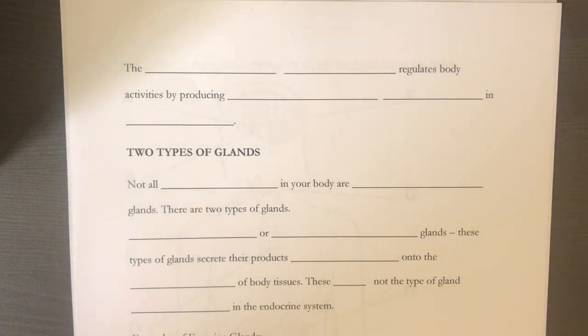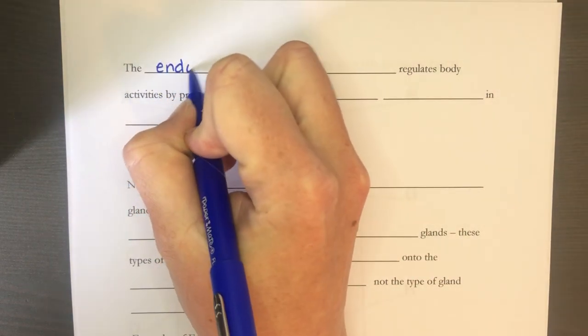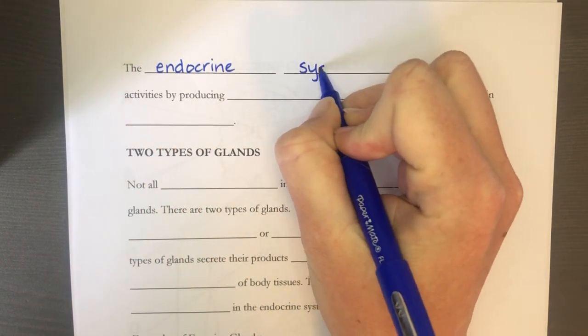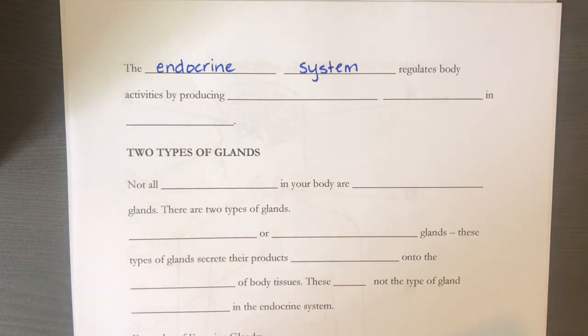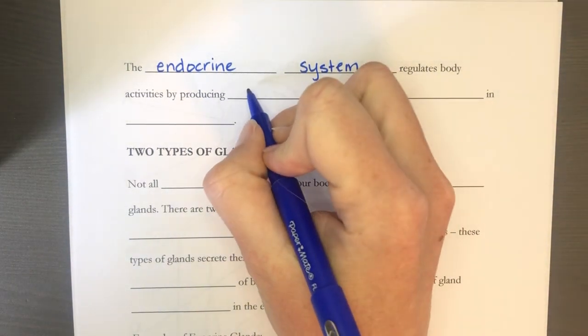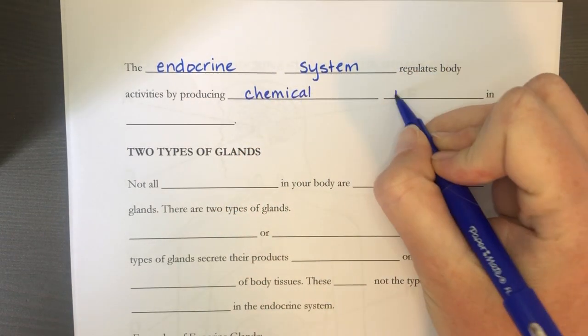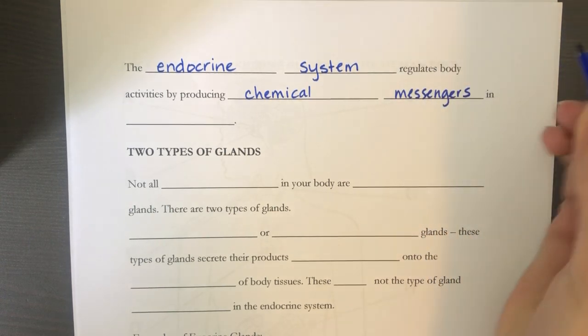So the endocrine system regulates body activities by producing these chemical messengers. We'll talk more about those in a minute.